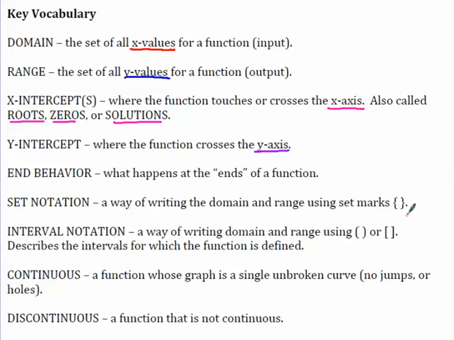A continuous function is a function whose graph is a single, unbroken curve. There are no jumps or holes. A discontinuous function is a function that is not continuous. Let's look at a few examples.